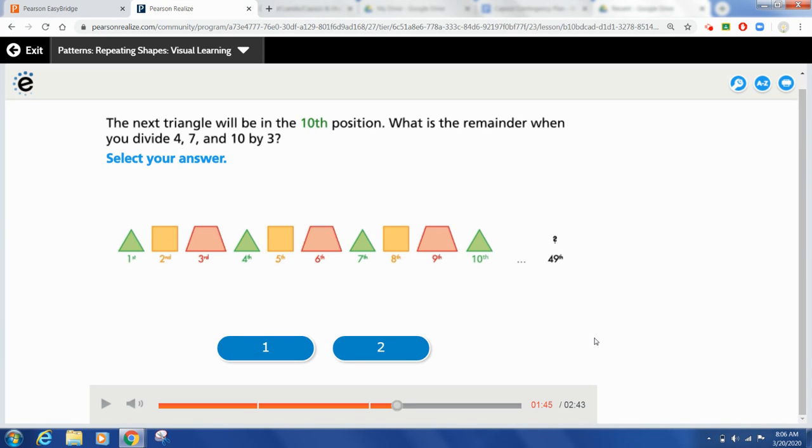Okay, so when we divide 49 by 3, we're going to get a remainder of 1.